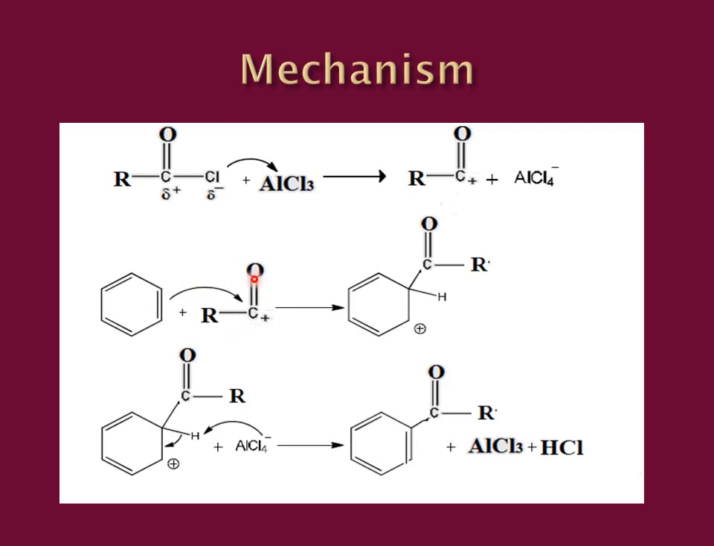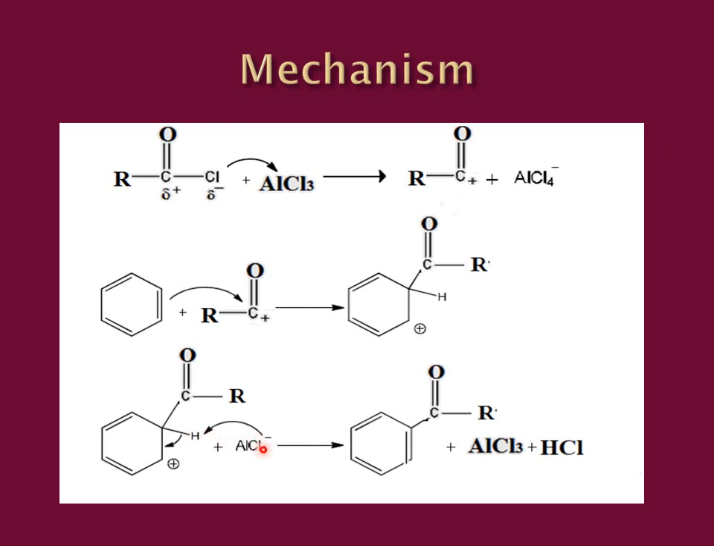In the next step, AlCl4 is going to abstract the proton, and the bond between carbon and hydrogen is going to restore the aromaticity of the benzene ring. In this way, an acyl group is substituted in the place of hydrogen, and you can see AlCl3 is regenerated because it was used as a catalyst. This hydrogen with one Cl is going to combine to give you HCl. So this is the overall mechanism for Friedel-Crafts acylation.